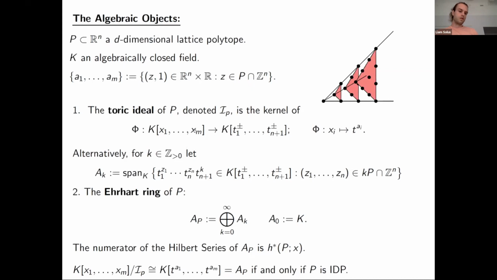We're then going to consider a polynomial ring with coefficients in k, where we have one indeterminate for every one of our lattice points. And we're going to map that ring into a Laurent polynomial ring, where we have plus or minus one exponent indeterminate for every dimension in our n+1 dimensional space. And the idea is that we'll map xi, the indeterminate associated to ai, to t to the ai, where our lattice points appear in the exponent vector here. The kernel of this map is going to be our toric ideal.